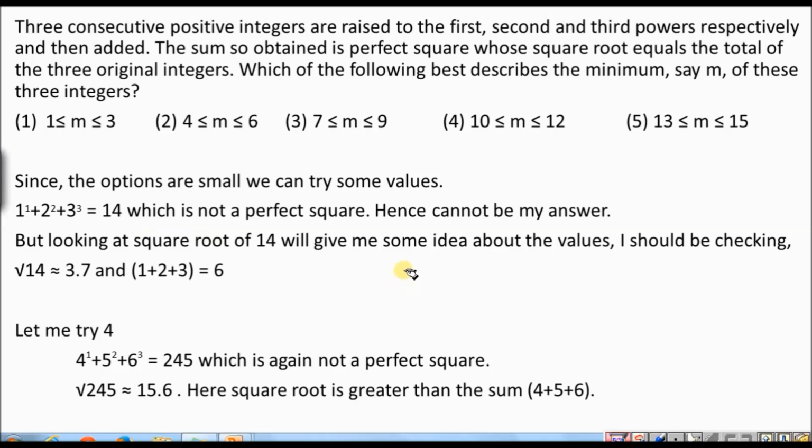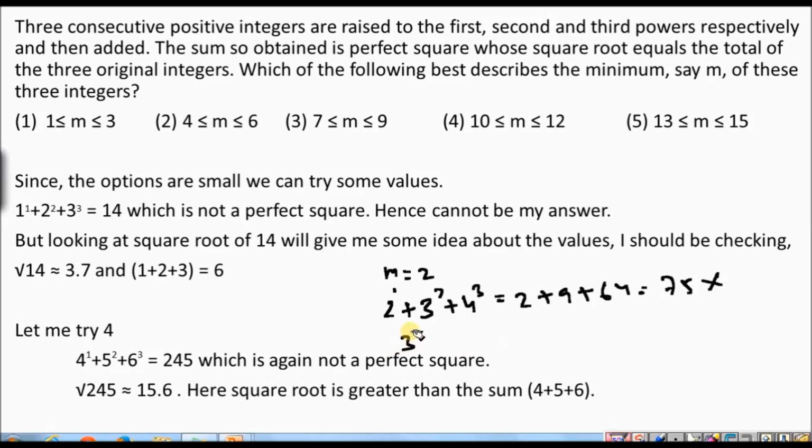So, if I take, say, the m value equals 2, then my sum will be 2 to the power 1, 3 square plus 4 cube, which will give me 2 plus 9 plus 64. 64 plus 9 is 73, 73 plus 2 is 75. Again, it is not a perfect square. So 2 cannot be the smallest number.